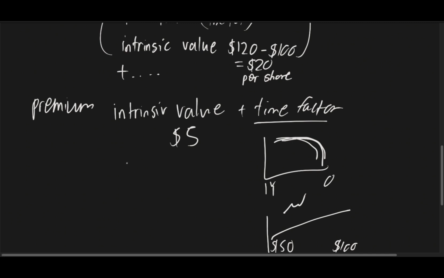And basically, the intrinsic value is the actual value of the option if it was exercised immediately. Let's say the stock is at $115 and you have a call option at $100. This would mean that your intrinsic value would be $15 per share.